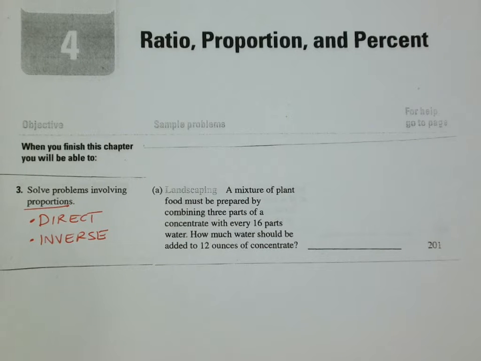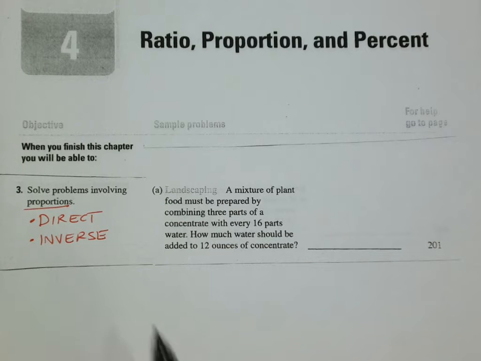But in order to determine whether or not you need to set up a direct or inverse proportion for your problem, you need to read the problem. So let's go ahead and take a look at this landscaping problem. We're dealing with a mixture of plant food. So a mixture obviously is things added together. You mix them together and you have a new solution.